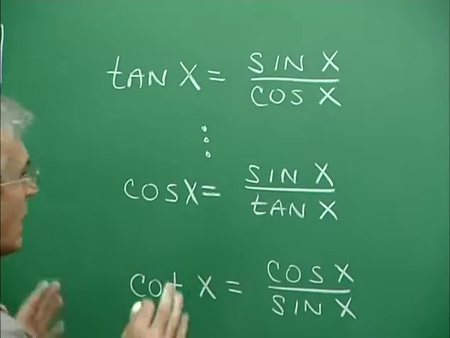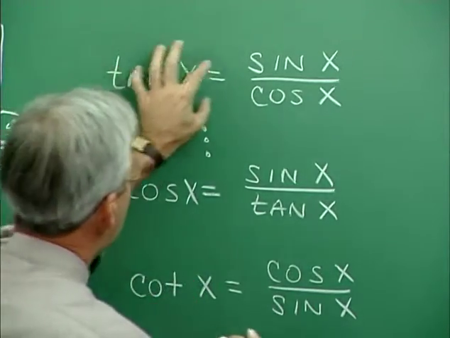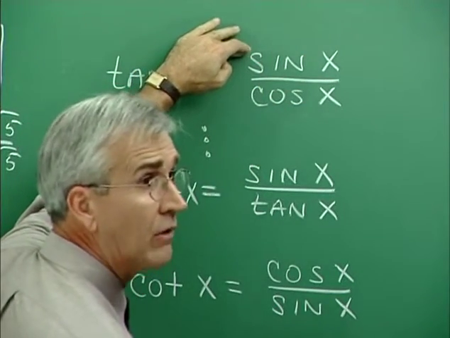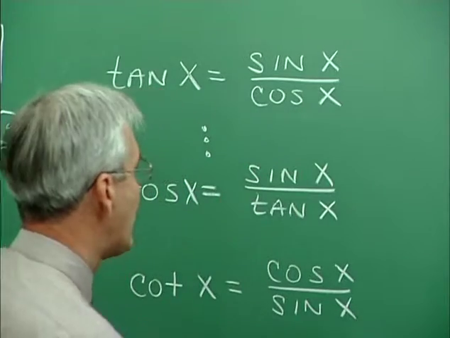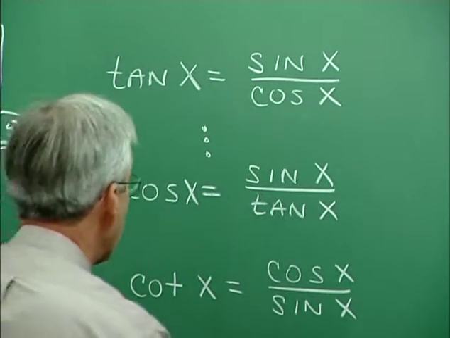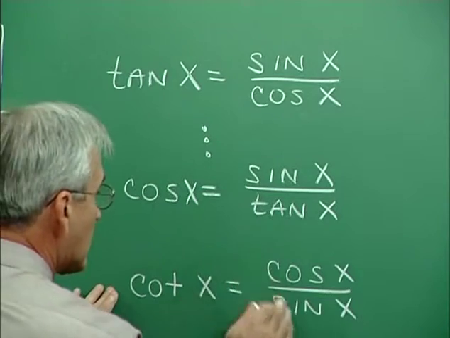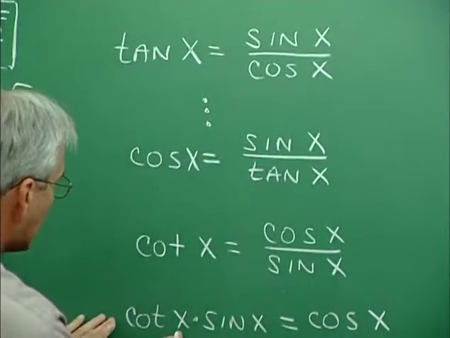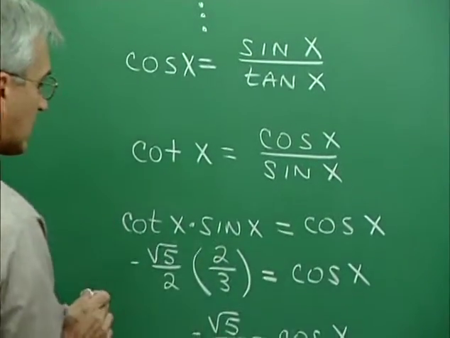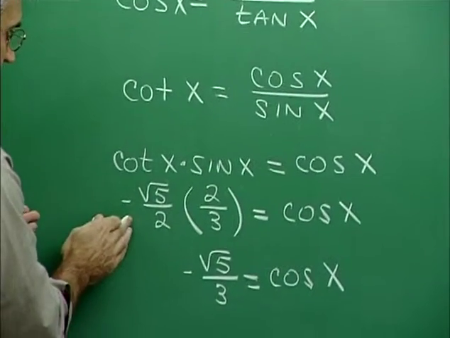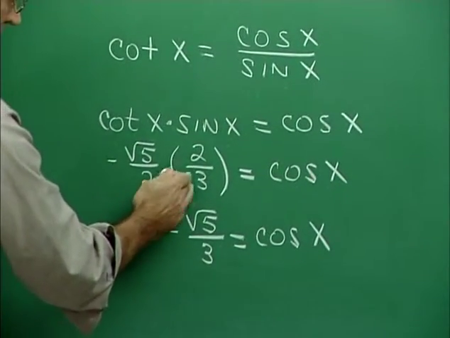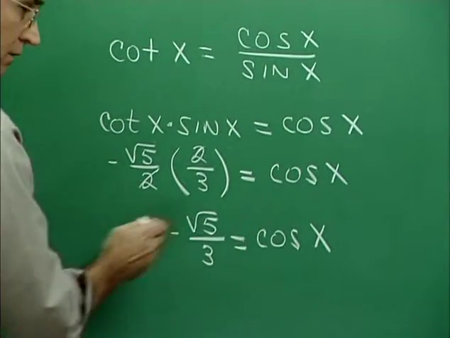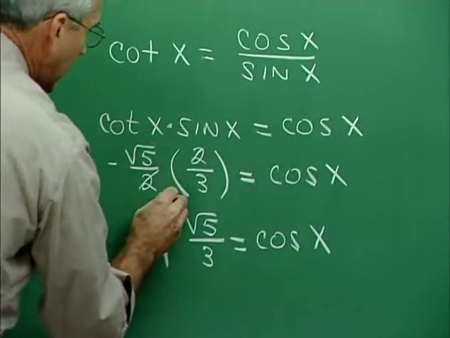But another approach that might be a little bit faster is to write a relationship like this in which the unknown quantity is in the numerator up here. And that way all we have to do is multiply on both sides by the denominator. Now that technique would be to just say, okay, well, cotangent is cosine over sine. Now I'm looking for cosine, so I multiply on both sides by sine. So I would have cotangent x times sine x equals cosine x, and I already know that cotangent x is this fraction, sine x is this fraction, and then it's a pretty easy idea to find negative root 5 over 3 for cosine x.